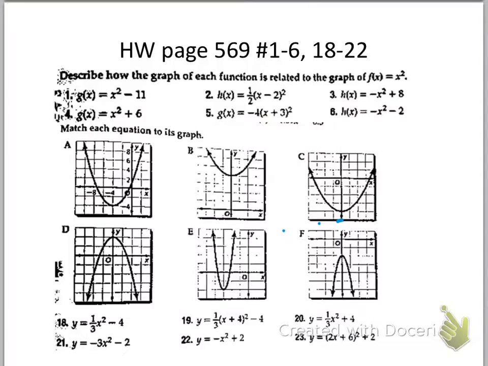All right, so I hope you guys have gotten the hang of this. Your homework tonight is 1 through 6 and 18 through 22. Now, in 1 through 6, you are matching those equations to the letters of these graphs here. So, for example, number 1, which of these graphs, A, B, C, D, E, or F, looks most like an equation that says x squared minus 11? Okay? In 18 through 22, you're just going to describe how it is related.